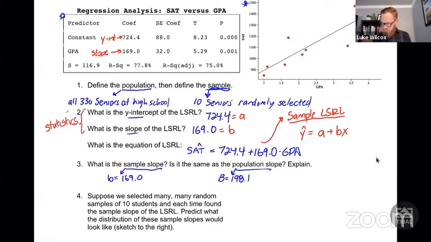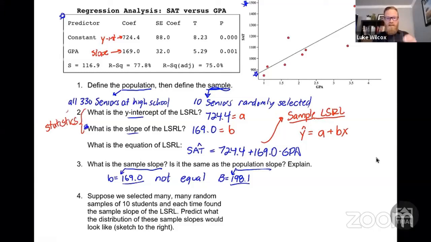So is this a good estimate? Yeah, it's a fair estimate. It's definitely not the same though. So I'm going to say right here very clearly that our sample slope is not exactly equal to the population slope. And the question is why? Okay, and the reason is when you take a random sample of 10 students, every time you take a random sample of 10 students, you're going to get a different sample of 10 students. And then sure enough, this line of best fit is going to be a different line of best fit. And every time you calculate a different line of best fit, you're going to have a different slope value, right?